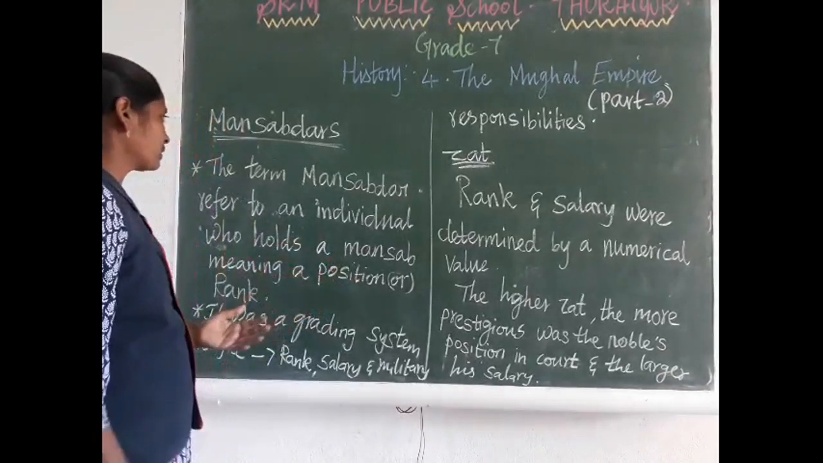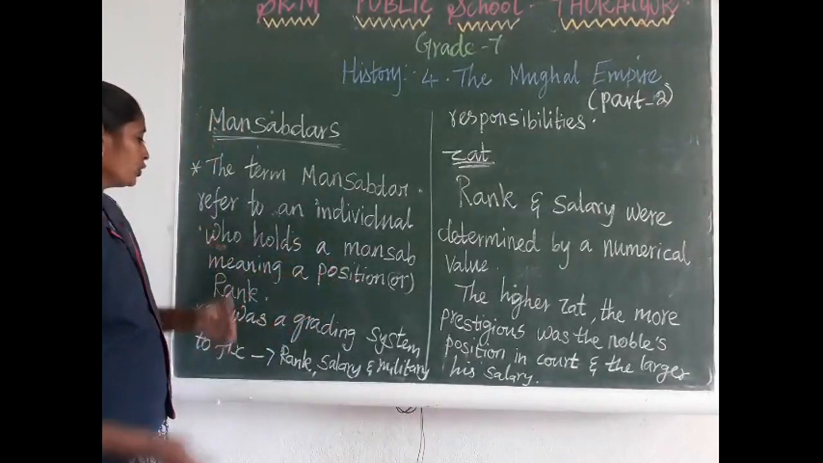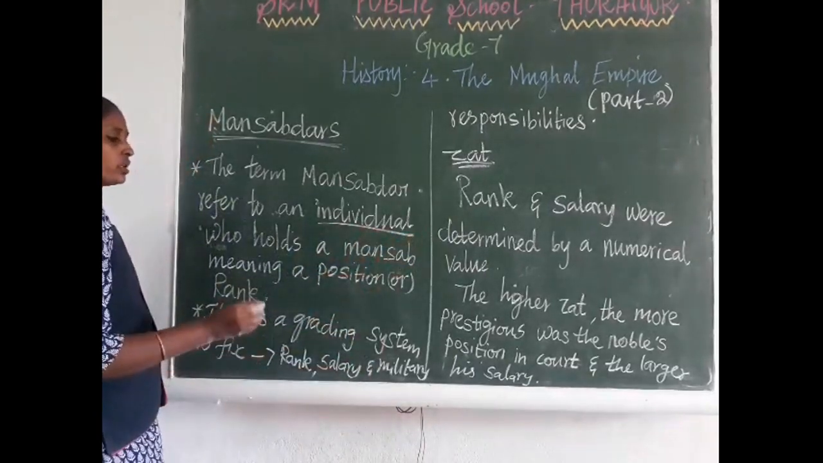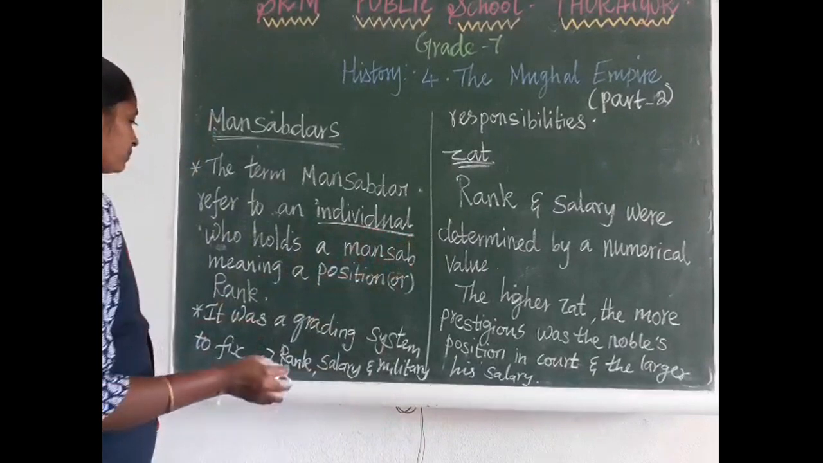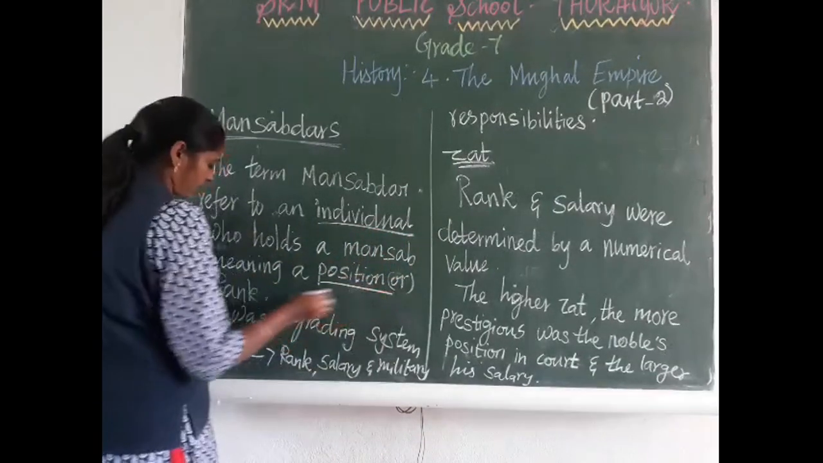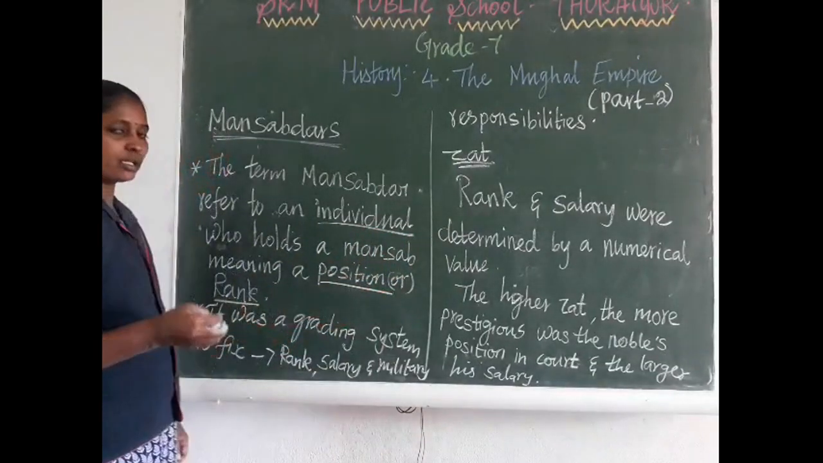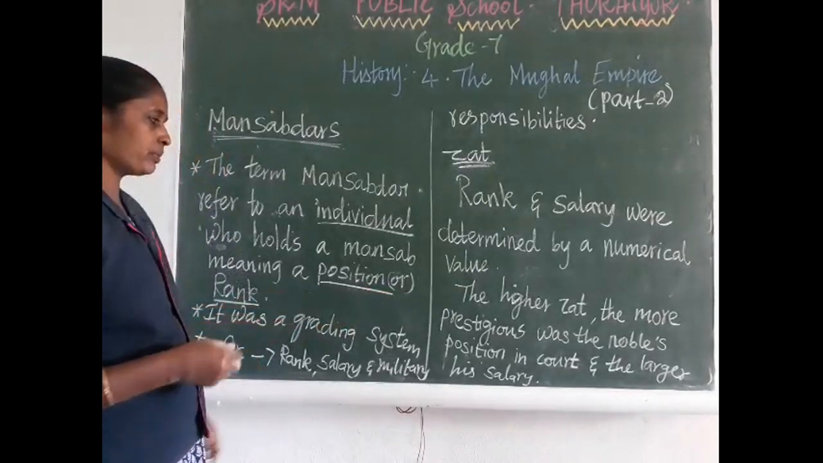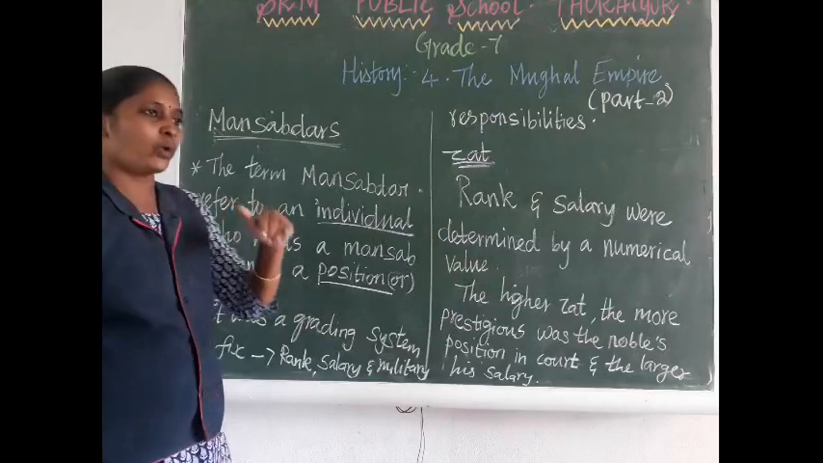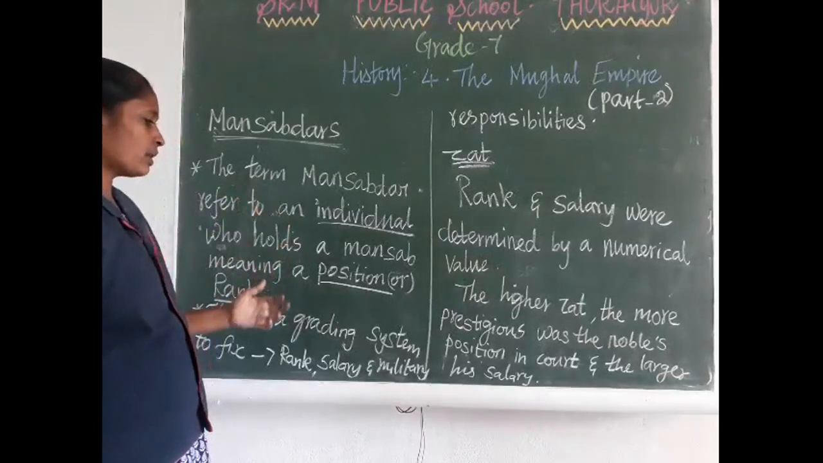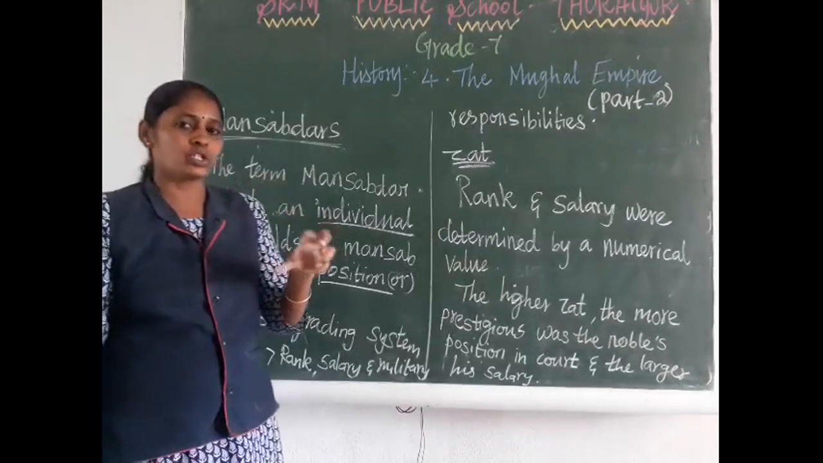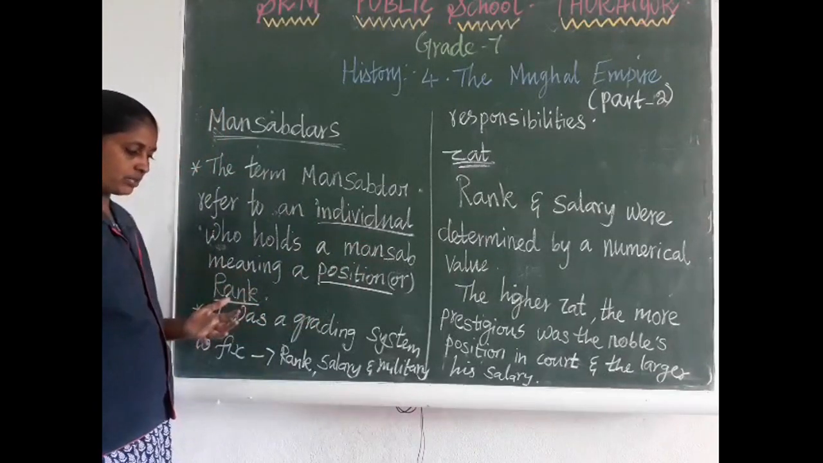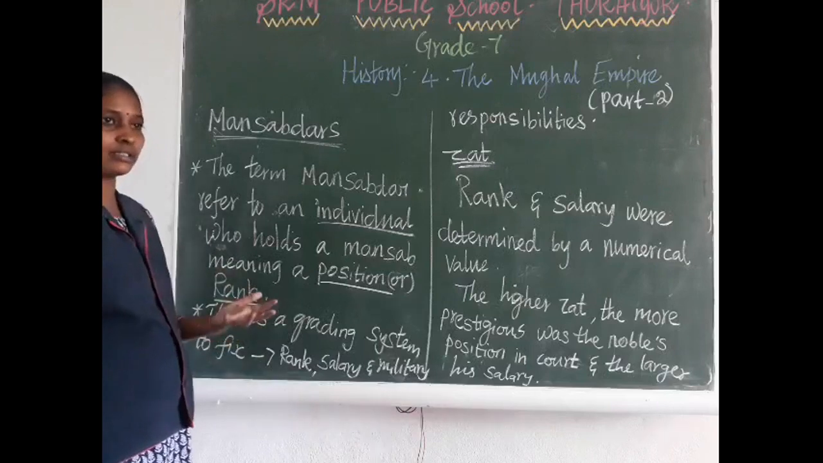Who was a Mansabdar? A Mansabdar is an individual who holds a mansab, meaning position or rank. They are like the present-day collector or tahsildar, where we appoint some people. So like that they appointed an individual to a mansab, that is, giving a position or rank. How was it given? By means of a grading system.